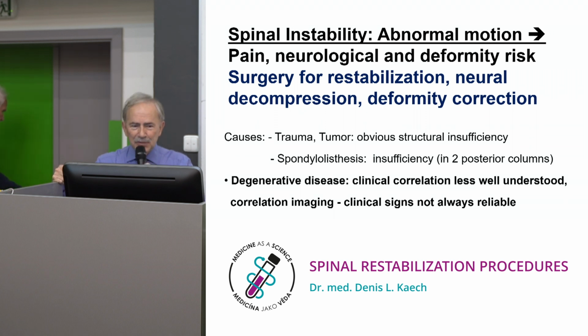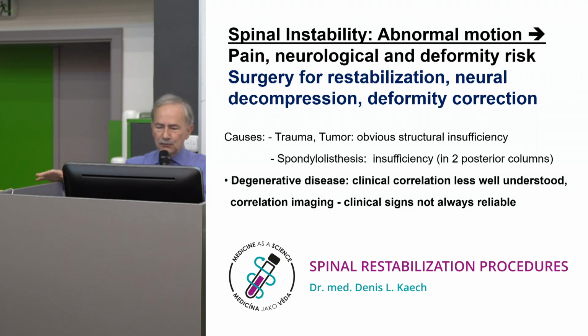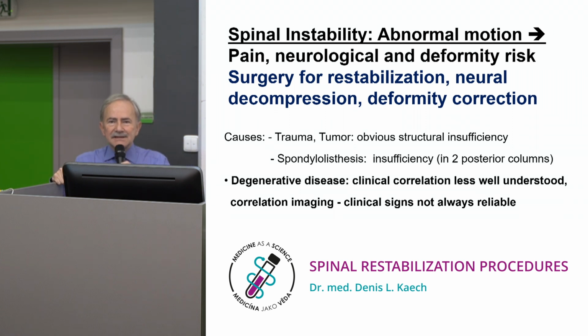future. So basically, instabilities of normal motion that cause pain, neurological symptoms, deformity risk, and surgery is planned when conservative treatment fails, of course, to decompress the nervous system and to correct deformities. Instability caused by trauma, by tumors, osteolytic metastasis, for instance, also by some infections, is easier to understand than the degenerative disc disease, but I'm going to try to explain to you what is behind it all.